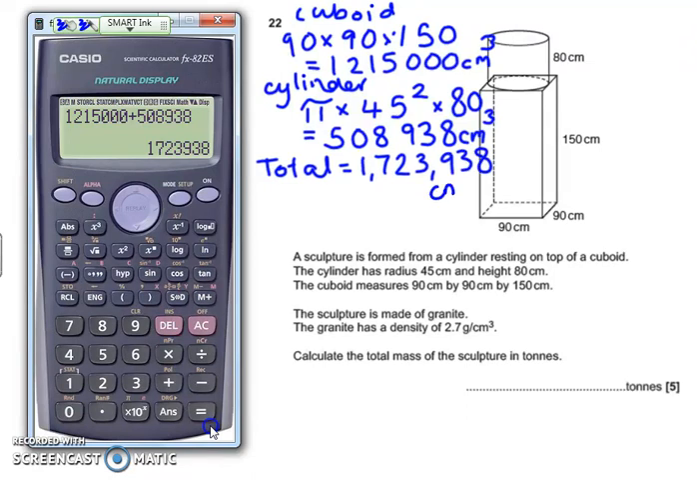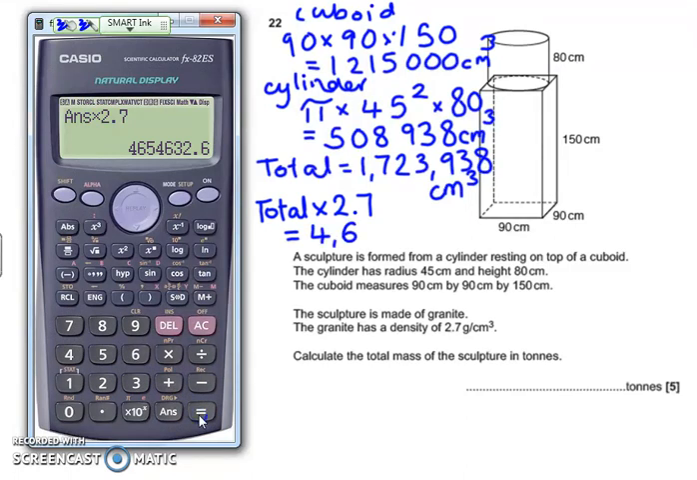Okay, so we know the volume. Now we're going to use this density figure they've given us of 2.7 grams per centimeter cubed to work out the mass. If it's 2.7 grams for every centimeter cubed, we're going to do 1,723,938 times 2.7. So I'm going to times that by 2.7, and we get this big number here, 4,654,632.6.